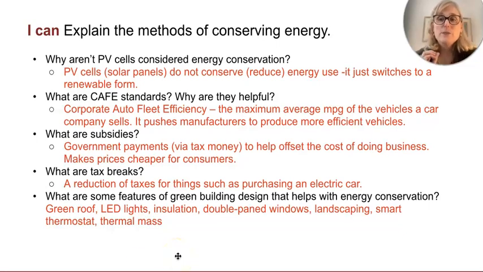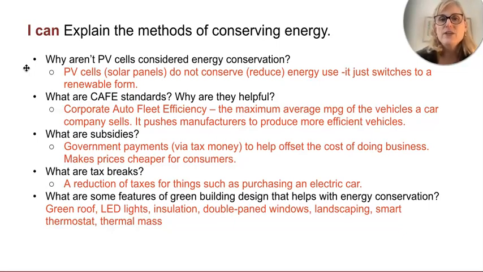Okay, here's some more specific information, things that have been asked on AP tests before. Why aren't photovoltaic cells, solar panels, considered energy conservation? On an FRQ, if you are asked, what can a homeowner do to conserve energy, and you write, they can put solar panels on their roof, it's wrong, because you're not conserving energy. You're switching to a more efficient and renewable form, but you're not reducing the amount of energy you're using in your house. You're just switching the type. So you cannot use that term.